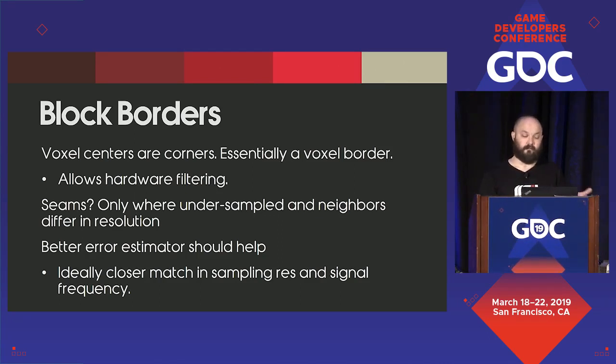So what about seams? Yes, they do happen. They largely happen where you have misestimated the resolution requirements, where your actual lighting payload is higher frequency than the sampling that you put there, and where neighbors are of different sampling resolutions. So I'm theorizing that a better error estimator would further reduce these seams.